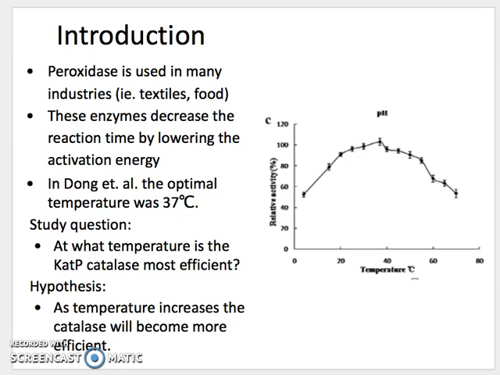The hypothesis was that the temperature would increase. As the temperature increased, the catalyst would become more efficient. When this reaction was performed and documented in the Dong et al. article, they found the optimum temperature of the peroxidase was most effective at 37 degrees Celsius.